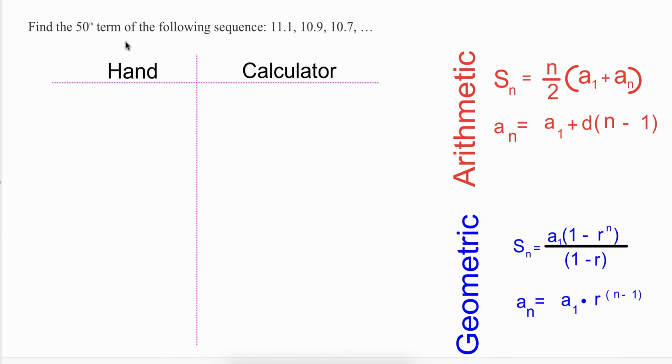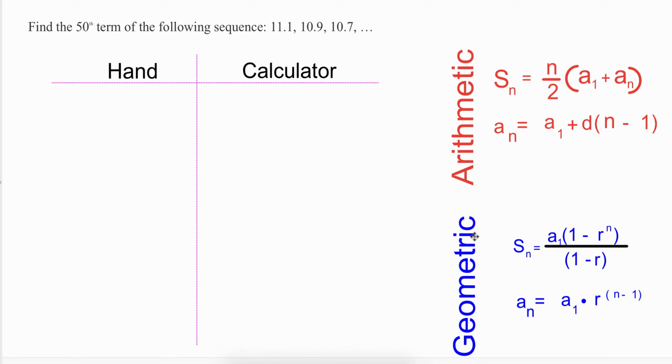All right, find the 50th term of the following sequence. Well, we don't know if it's arithmetic or geometric. So once again, we have to look. What did I do to 11.1 to get to 10.9? What did I do to 10.9 to get to 10.7? Well, it looks like I minused 0.2. And I did. So this is an arithmetic sequence.